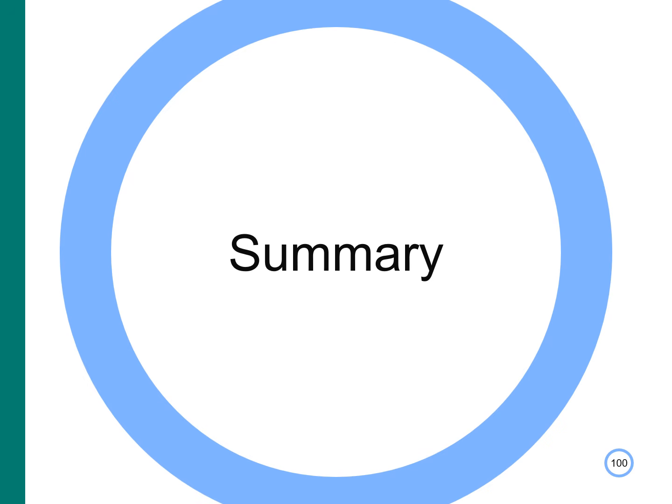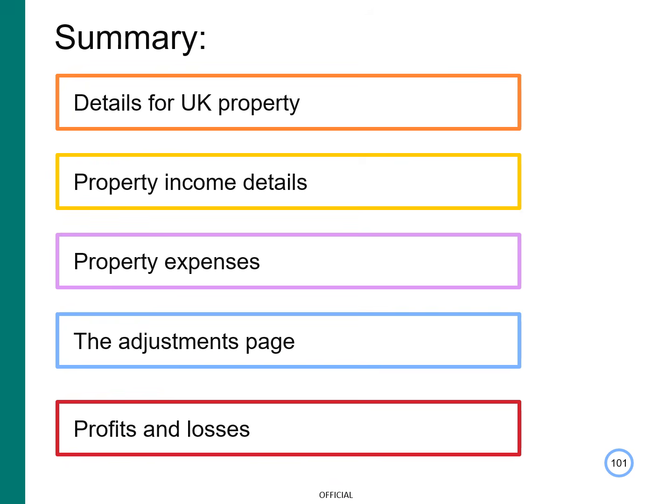We're nearly at the end of the webinar now. Here's a summary of what we've covered today. In today's webinar, we've looked at details for UK property, including rent-a-room relief, joint lettings, and furnished holiday lettings or FHLs, property income details, property expenses, the adjustments page, and the profits and losses page.